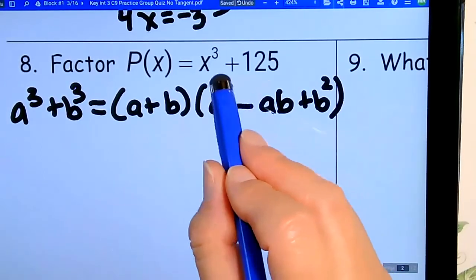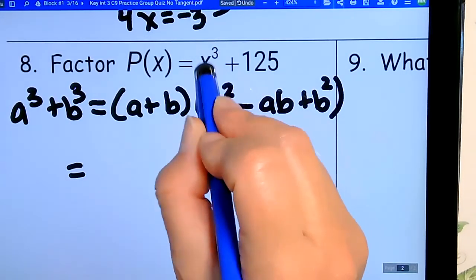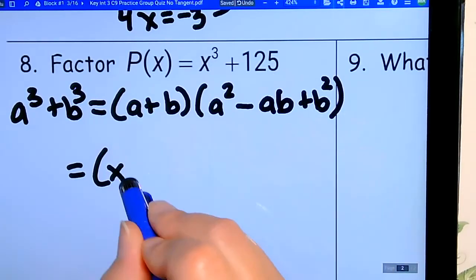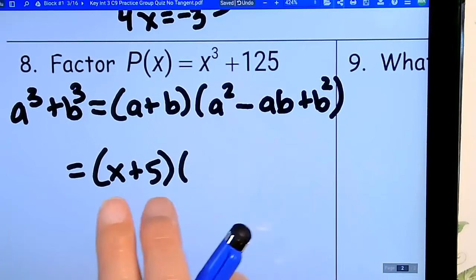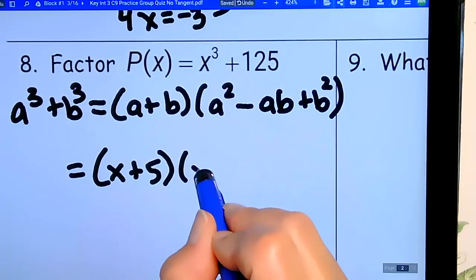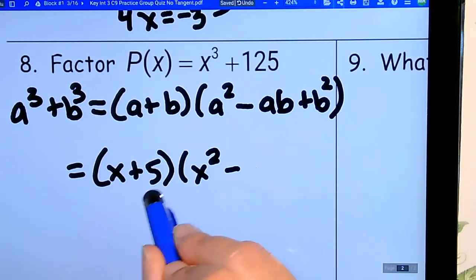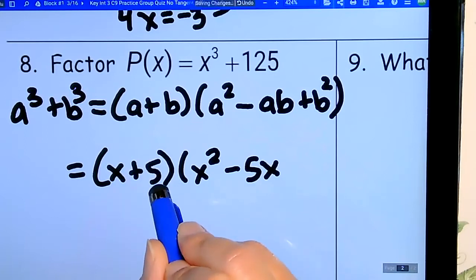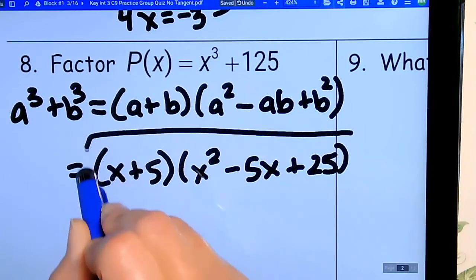So when I have this, I am going to end up taking the cube root of this, which is x. The cube root of 125 is 5. Okay, and it's a plus because that's a plus. Now focus on this. Square this, x squared. Make the sign opposite, minus. Multiply together, 5x. Square my 5, plus 25. Done. That is your answer.